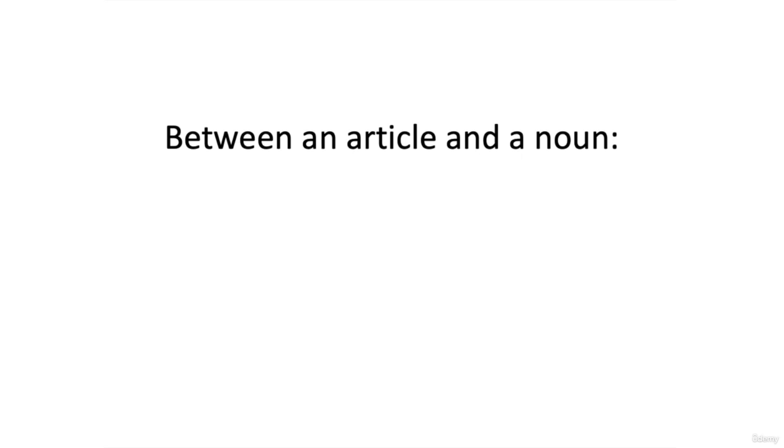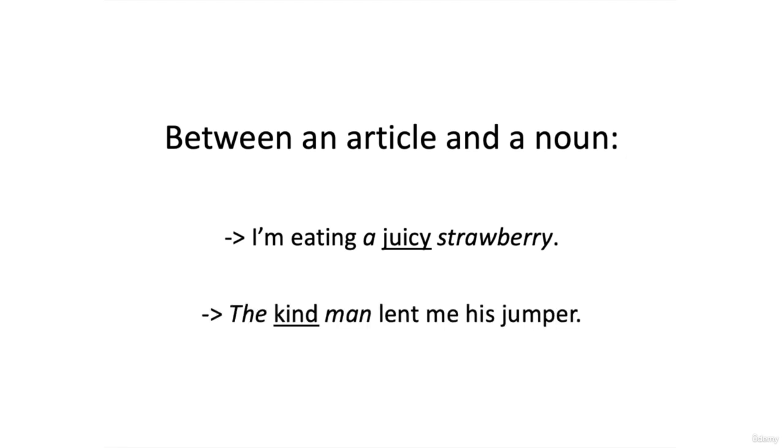First, between an article and a noun. For example, I'm eating a juicy strawberry. A is an article and strawberry is a noun. Juicy is the adjective describing the strawberry. The kind man lent me his jumper.